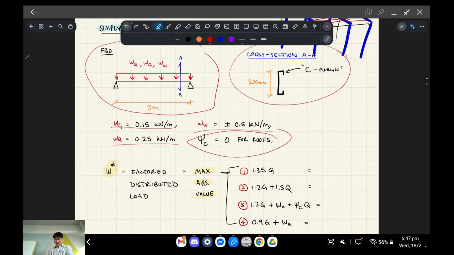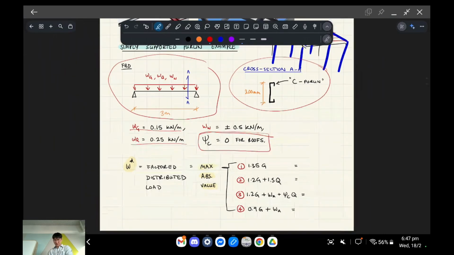For roofs, right? So this is from the code. I'll show you guys later where this is from. The combination factor is 0. I'll show you that after this.